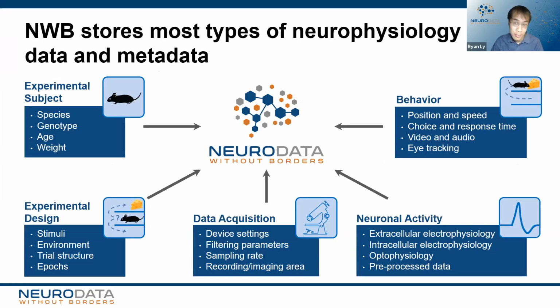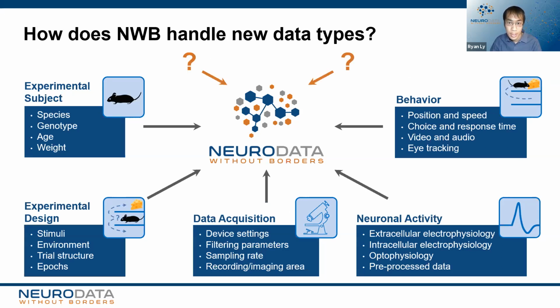NWB supports the vast majority of neurophysiology data and related metadata, including from extracellular and intracellular electrophysiology experiments, optical physiology experiments, behavior, data acquisition settings, experimental design, and subject information. And now to get to the main topic of this presentation, how does NWB handle other new data types that are not natively supported by NWB, that are not listed in this graphic here?